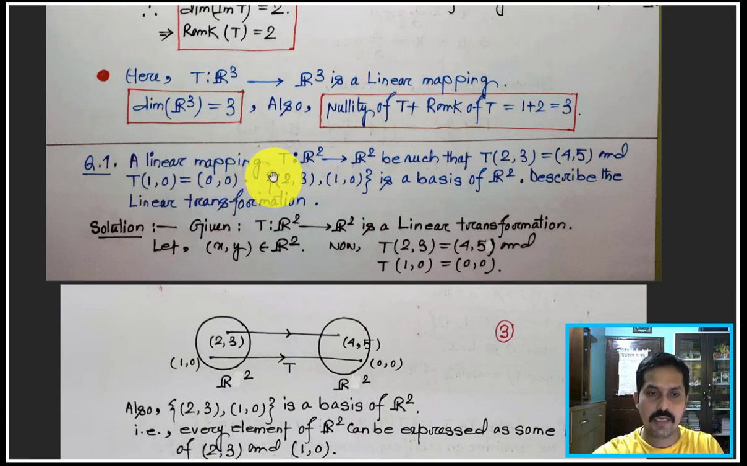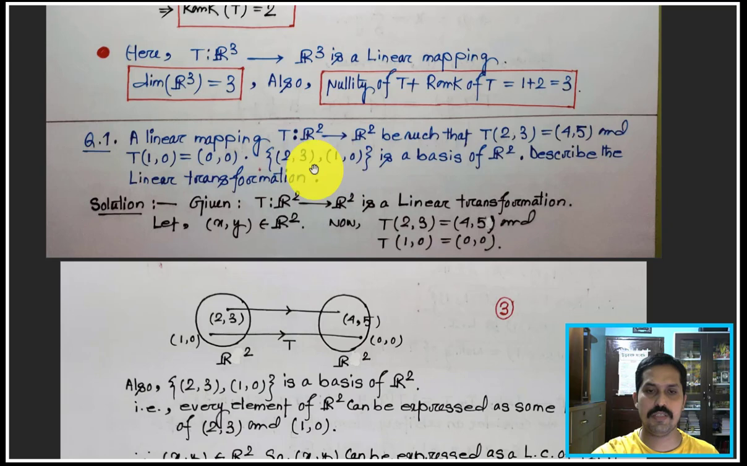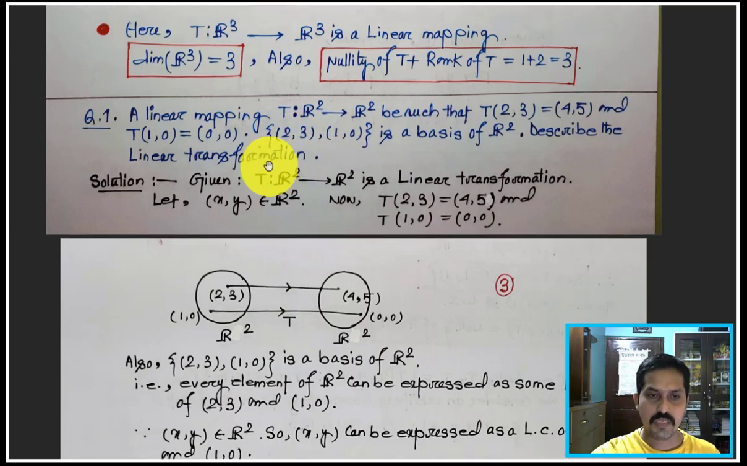The question is: a linear mapping T maps R2 to R2 such that T of (2, 3) equals (4, 5), meaning (2, 3) has image (4, 5), and T of (1, 0) equals (0, 0). Here (2, 3) and (1, 0) form a basis of R2. Describe the linear transformation. Now what is a basis? Okay, I will tell you.